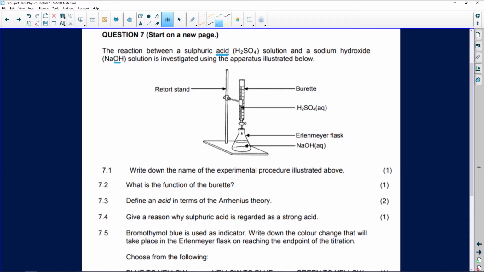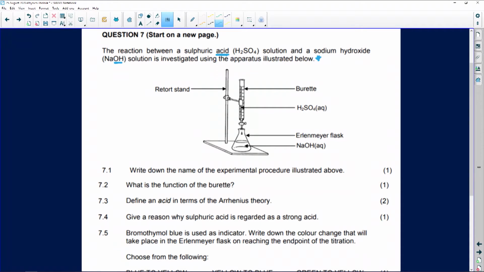Already when I see the OH, I know that is a base. Solution is investigated using the apparatus illustrated below. So now, it is very nice if your teacher had time to actually do the experiment for you, but if you did not get time to do this experiment, this is what we call, when we are titrating, we use a stand. We use a burette, we use a flask, and so forth.